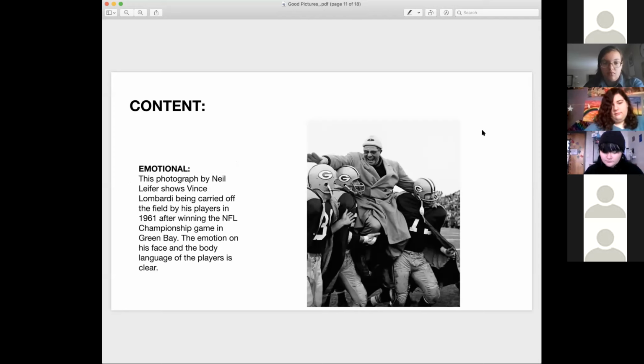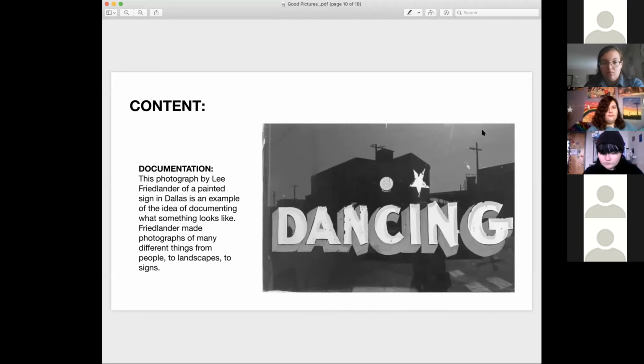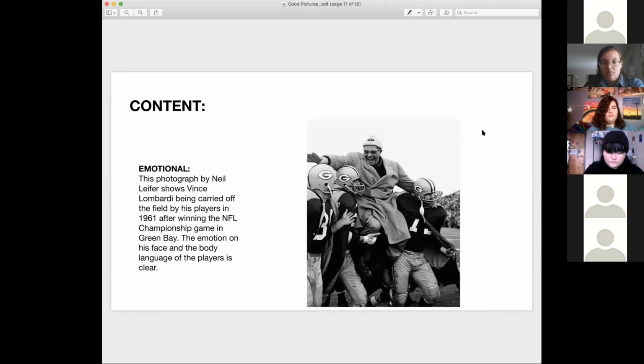Photograph of Vince Lombardi being carried off the field by Green Bay after winning the NFL championship in 1961. That shows a lot of emotion. Images can be a combination of documenting an event, like a sporting event, but it shows emotion as well.